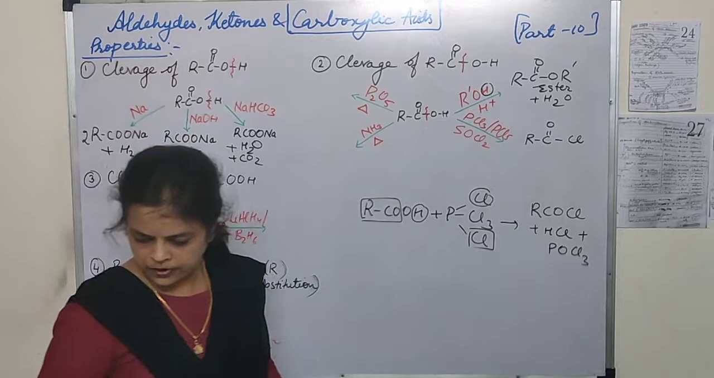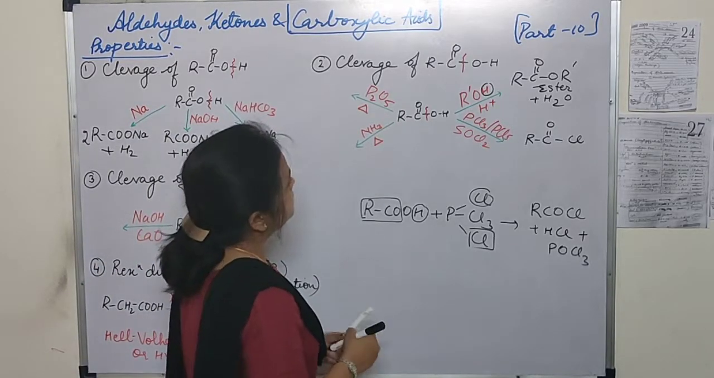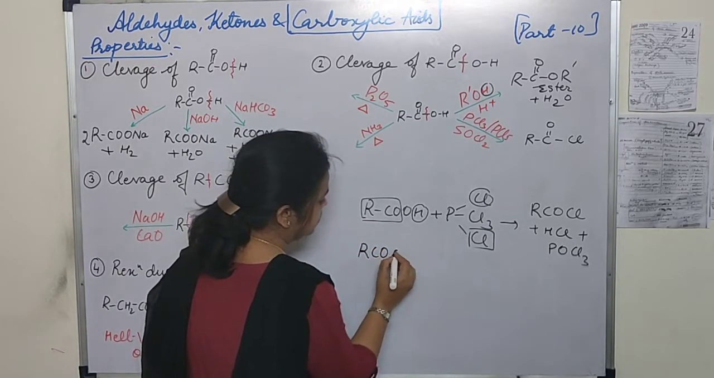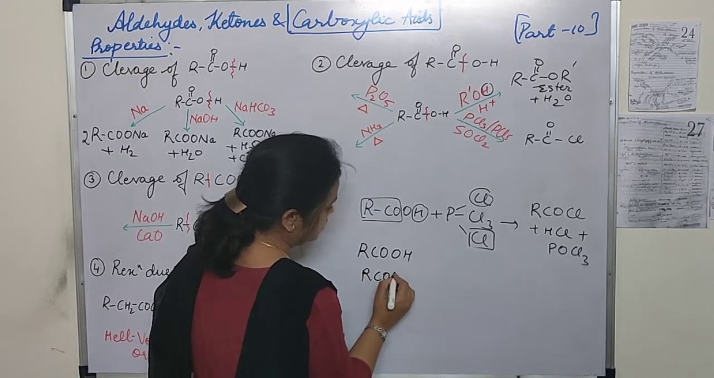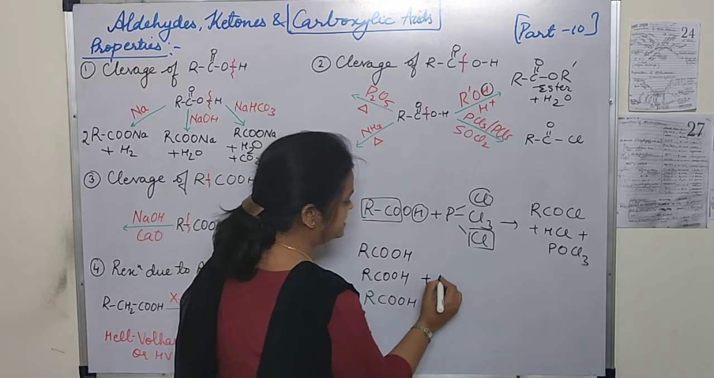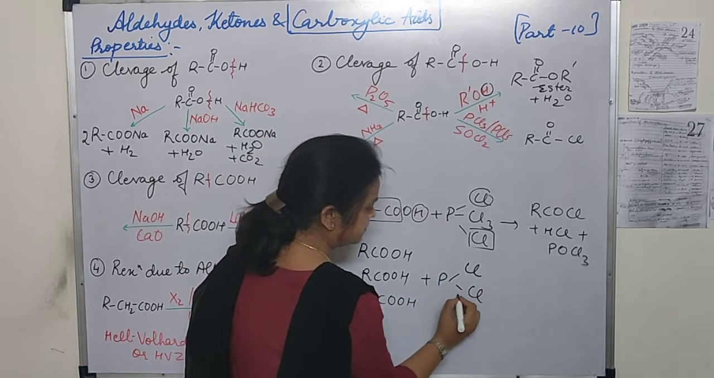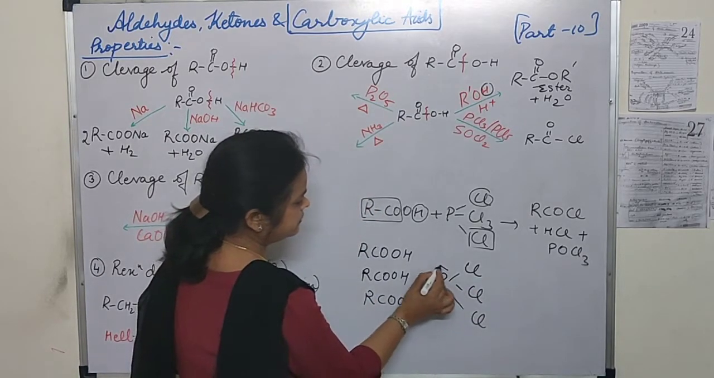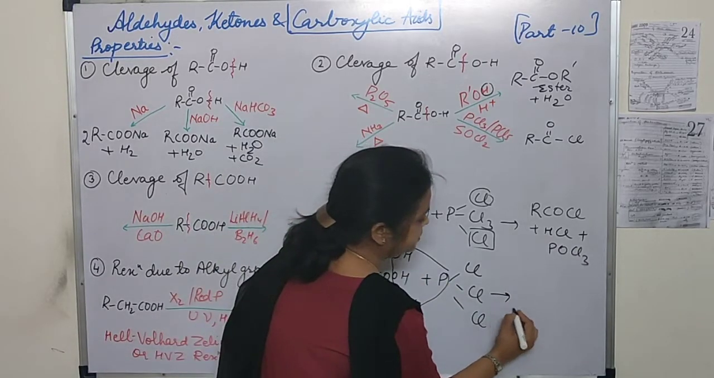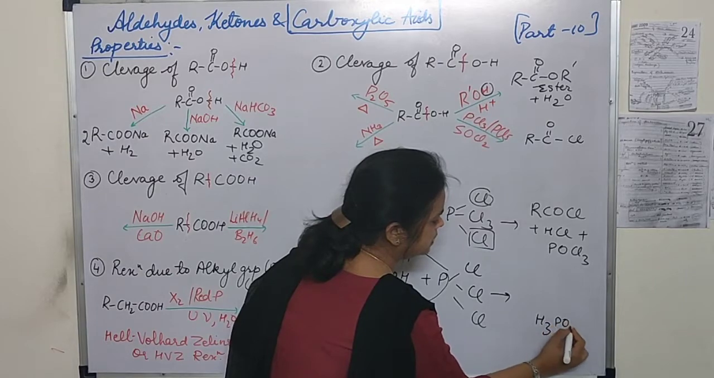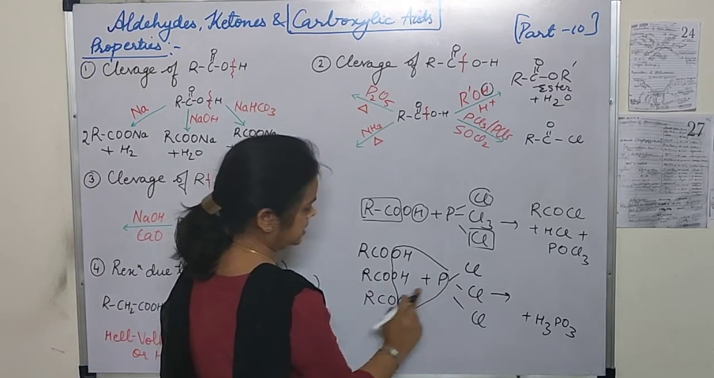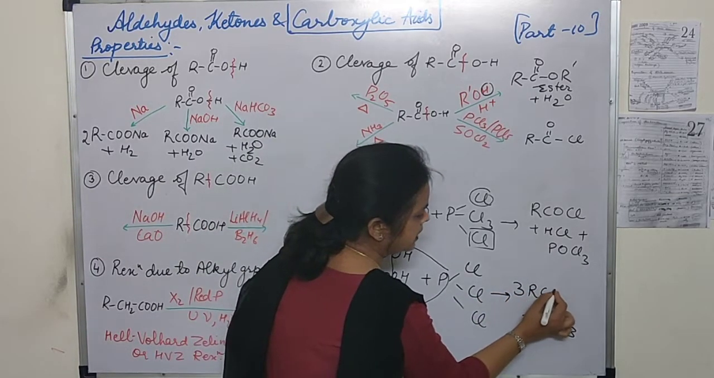Now we are going to make it react with PCl3 also. Here we are going to take 3 moles of RCOOH. Now here what will we get? H3PO3. So what is the side product formed here? H3PO3 along with RCOCl, 3 moles of acid halide.